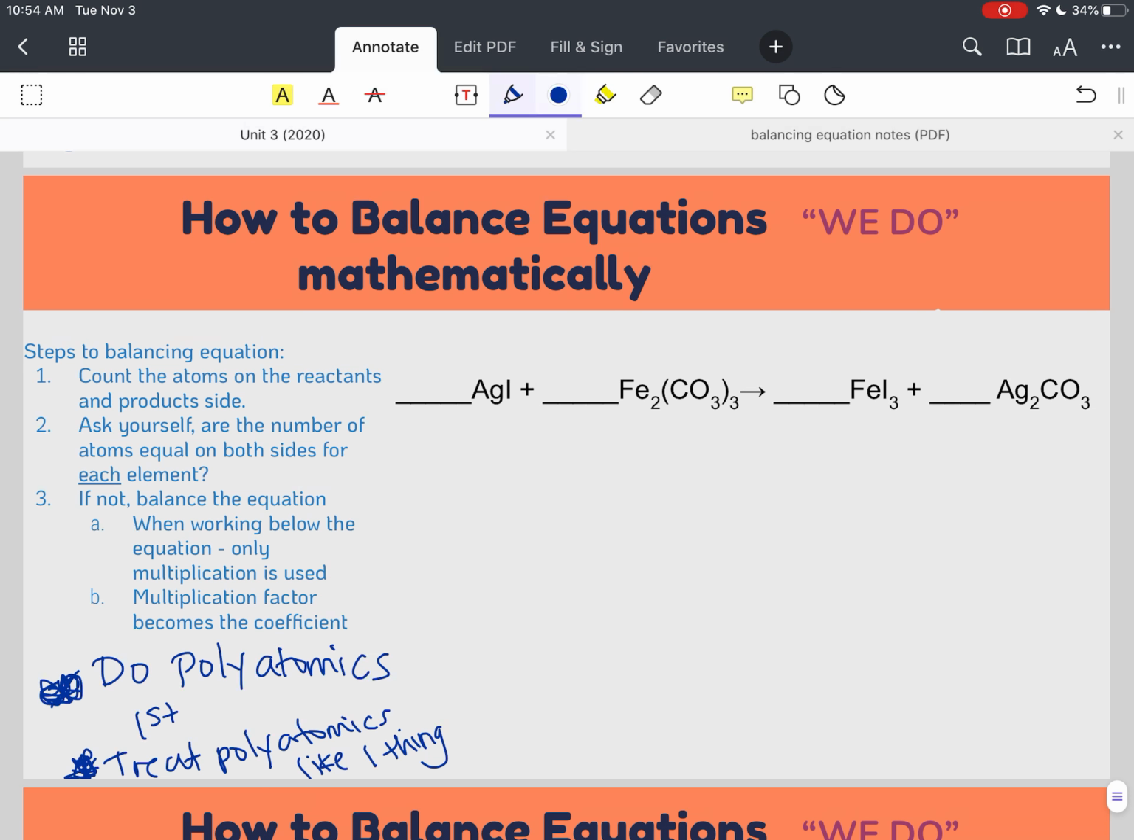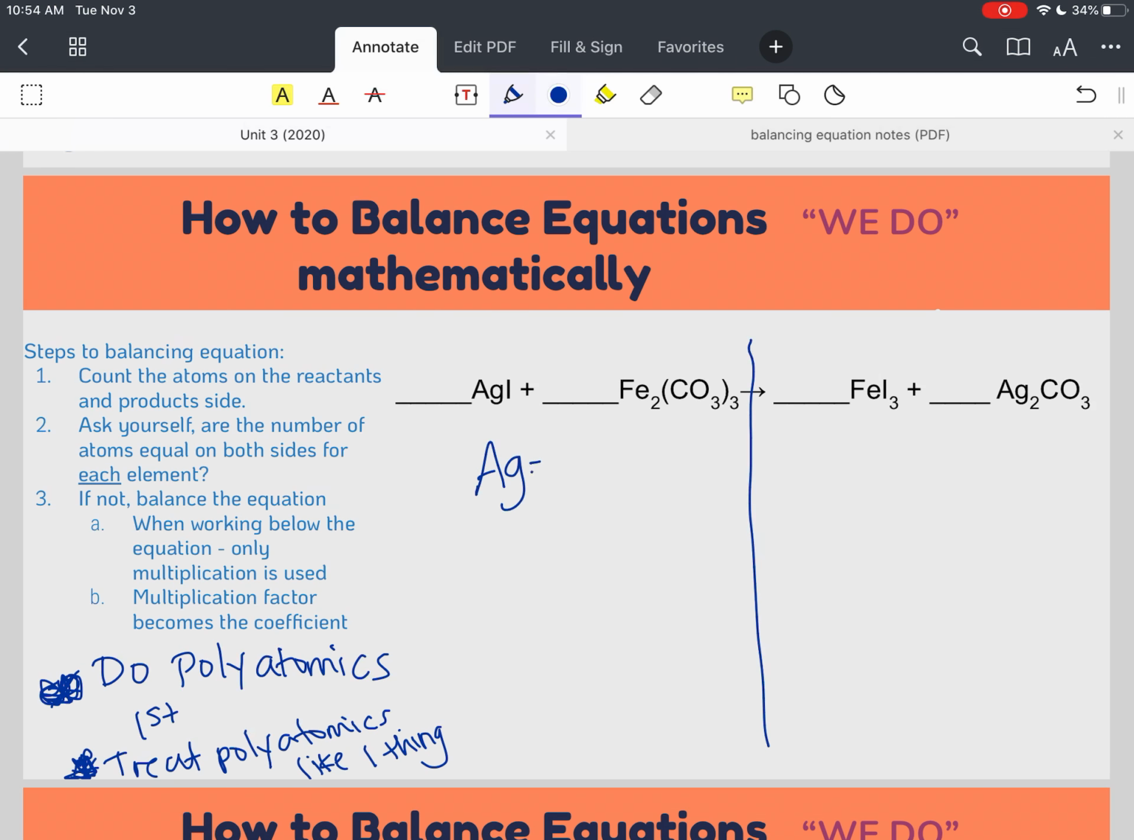All right, here's another hint. We're always going to do our polyatomics first. Remember, polyatomics are ions that are molecules, they're bonded together, but they act like one thing. So I have a polyatomic carbonate, CO3, in this equation. I'm going to treat it like one thing, and this is what I mean by that.